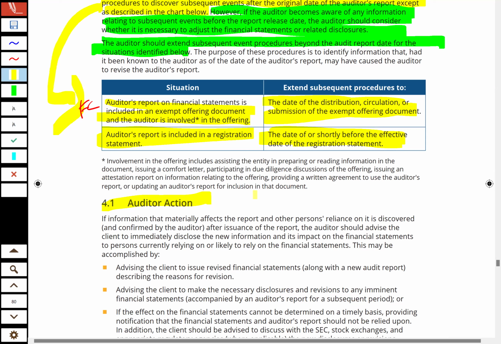Okay, now what is the auditor action? And you're kind of having an oh, you know what moment when that happens.